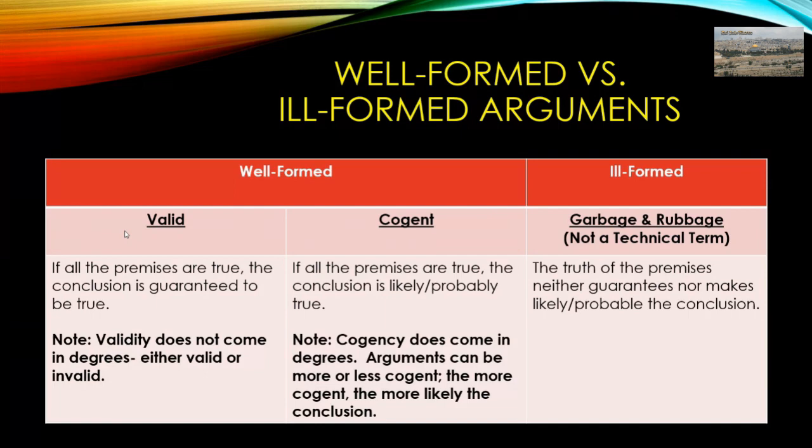So for example, instead of most A's are B's, I say 60% of A's are B's versus 90% of A's are B's. Obviously, 90% is higher than 60%, and that means there's a 90% likelihood that the conclusion is true versus a 60% likelihood. So one inductive argument is more cogent than another. Now, if an argument is neither valid nor cogent, then it's garbage and rubbish.